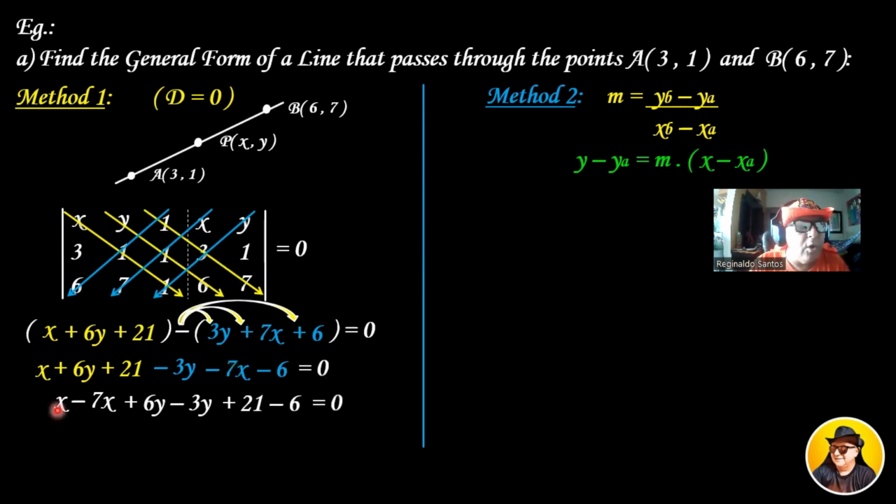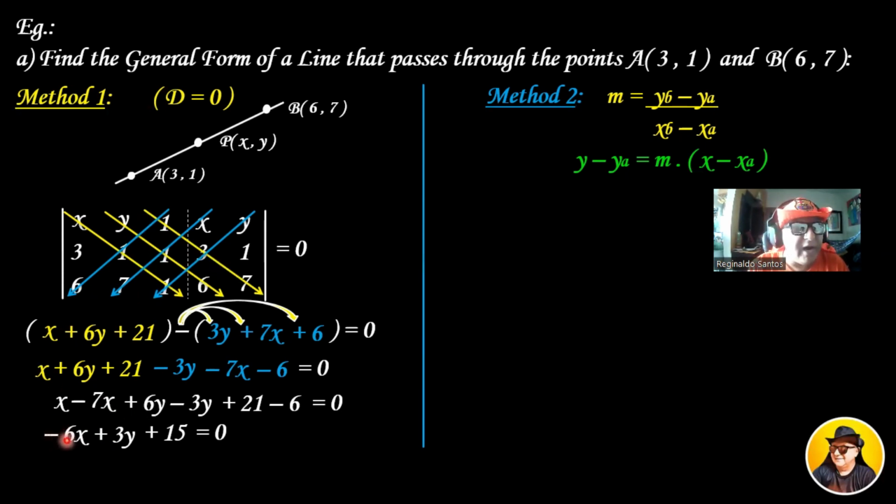Now let's operate. x minus 7x is negative 6x. Plus 6y minus 3y is plus 3y. And plus 21 minus 6 is plus 15, equals to 0. Remember I told you at the very beginning of this class, this is A, and A is always greater than 0. So this negative sign here cannot be here, okay? I have to change it.